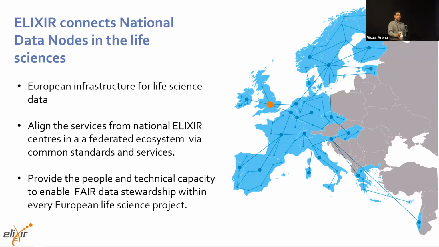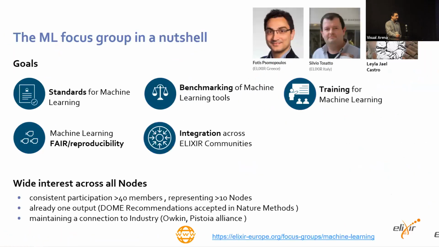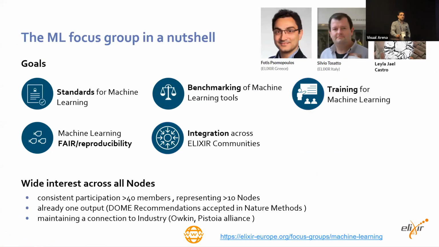What it does is try to connect the technical people with the life science experts and make sure that whatever the outcome is, it is really useful and practical for the end researchers. In the context of all these efforts, a few years ago, there was an initiative around machine learning for life sciences, which in the context of Elixir is a focus group. The main idea of this focus group when it was created was to look into five major directions.